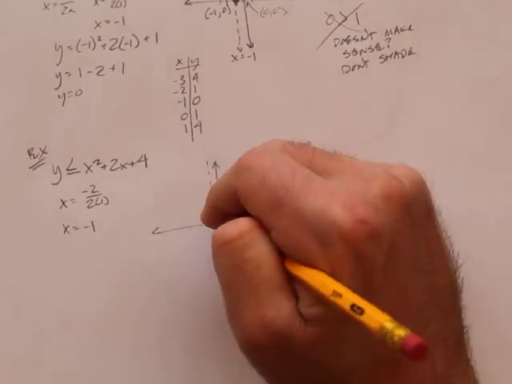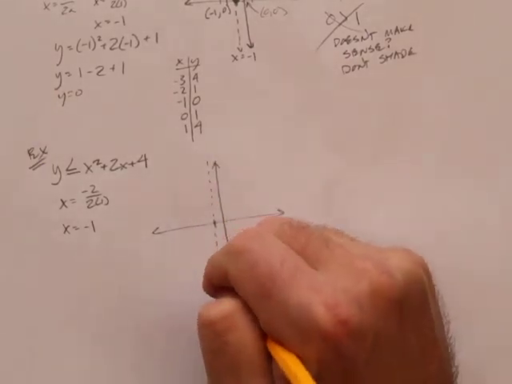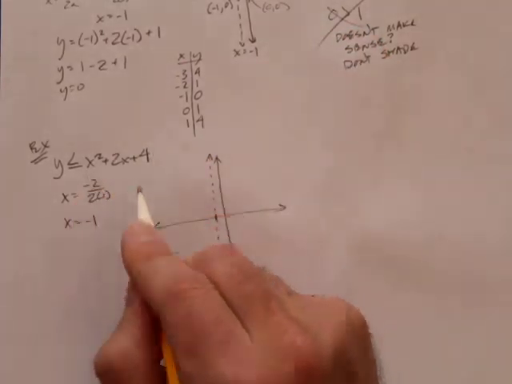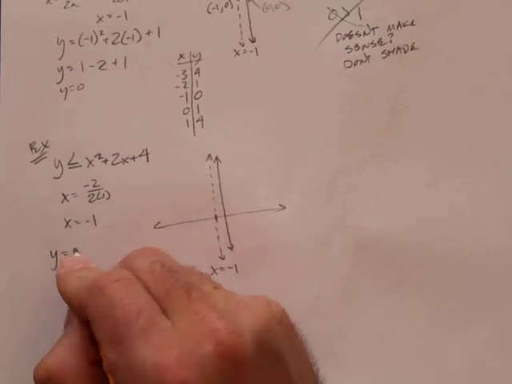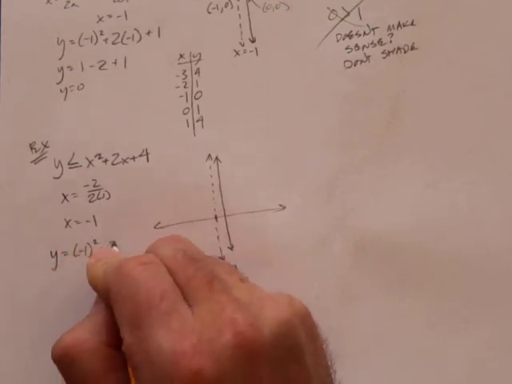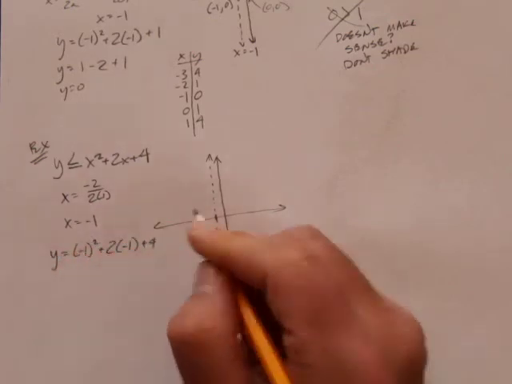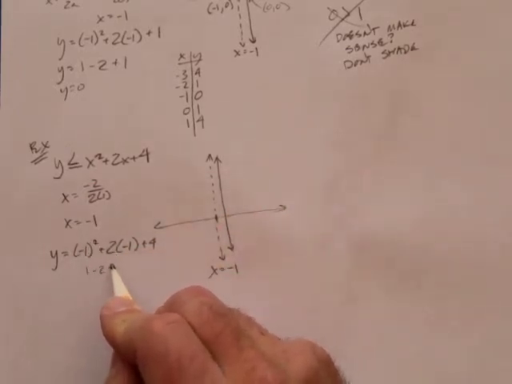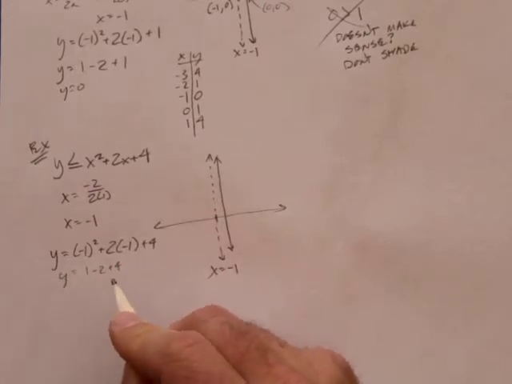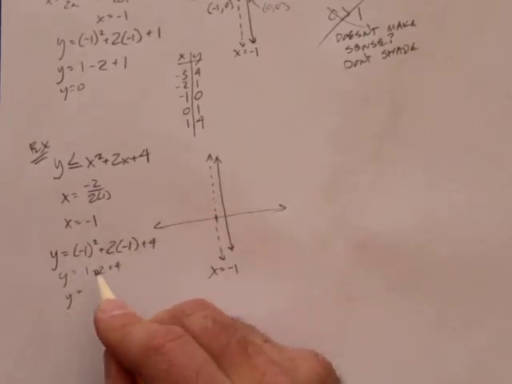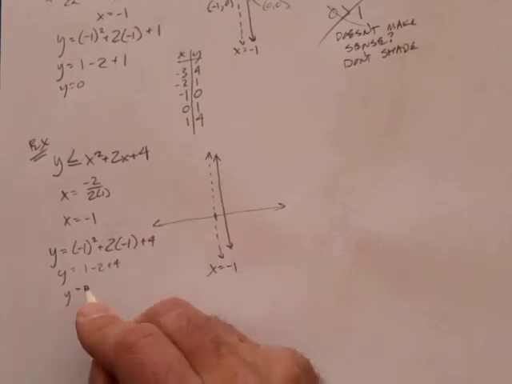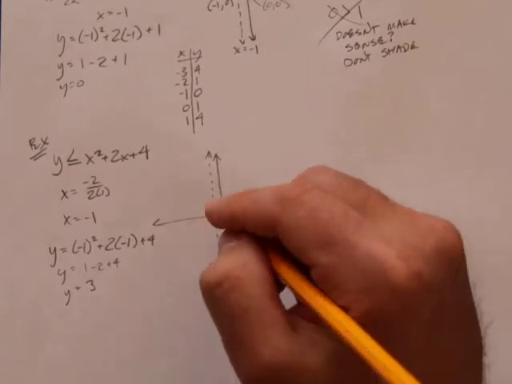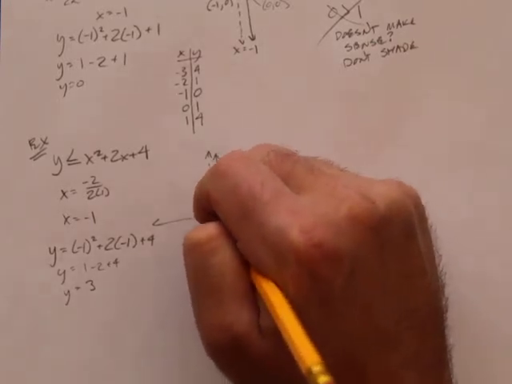X equals negative 1 is my axis of symmetry. Now I'm going to plug negative 1 back in here to find out what y equals. Y equals negative 1 squared plus 2 times negative 1 plus 4. So this is positive 1 minus 2 plus 4 equals y. 1 minus 2 is negative 1, plus 4 is positive 3. So my vertex is negative 1, positive 3.